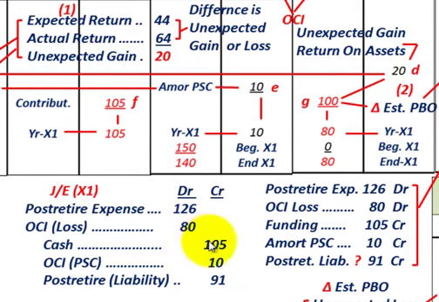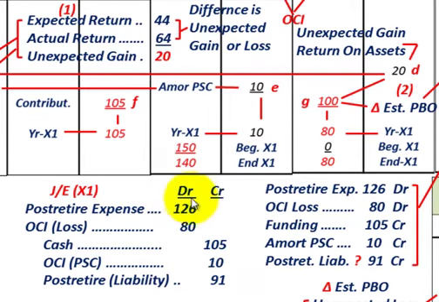Now, our credits go to our cash. We would have reduced our cash by $105,000. And then we have that other comprehensive income for the prior service cost. We would have credited that for $10,000. And then we have our post-retirement liability of $91,000. So there are our debits and credits. Those are the journal entries that we'd make for this post-retirement problem.